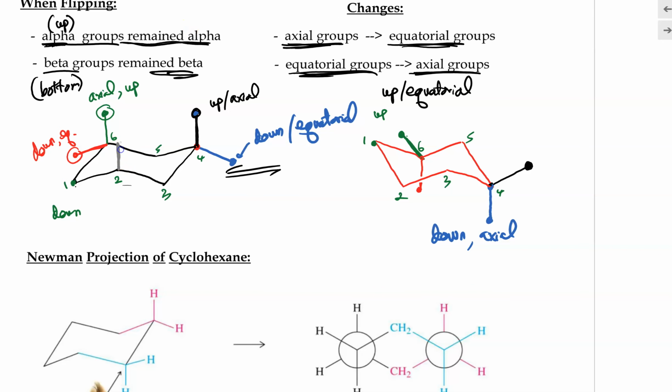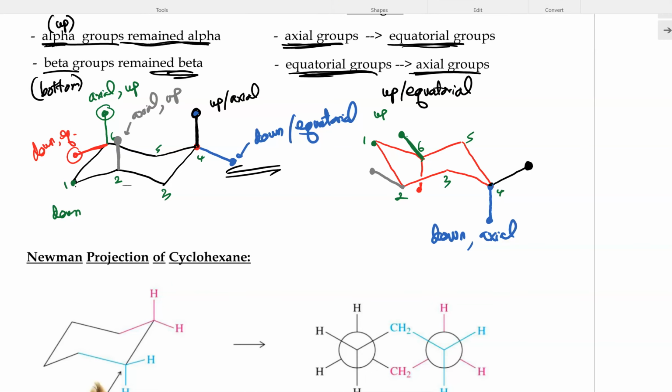So for this one, let's say right now this is axial, and it is pointed up. So when it flips, this group on carbon number 2 should now become equatorial and remain up. So here in carbon number 2, this would then be up, and therefore it has to be going in this way. So this is now up and becoming equatorial.